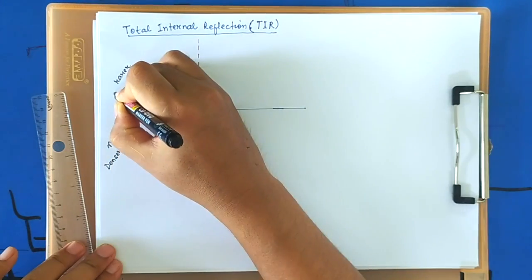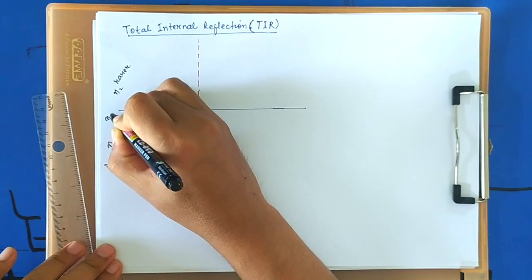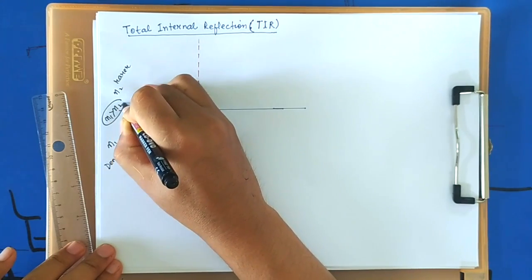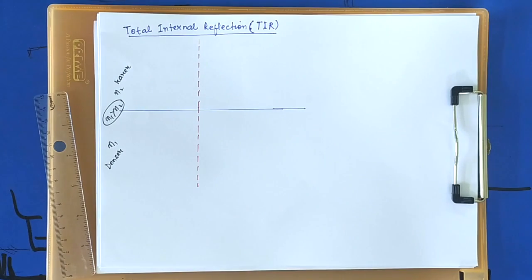Refractive index N1 and N2. N1 is greater than N2. That means it is denser.